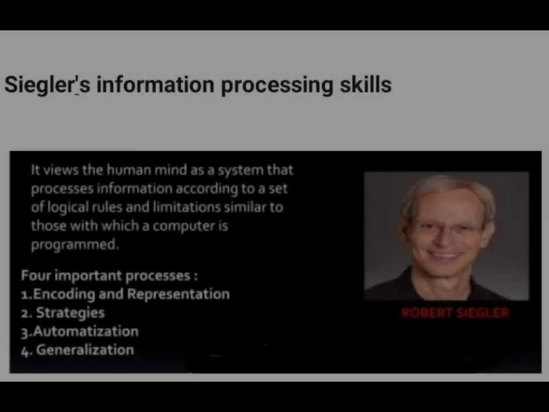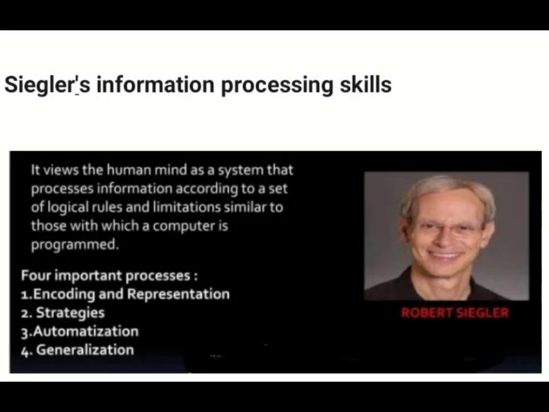And now let's proceed to Siegler's information processing skills. As an information processing theorist, Robert Siegler views the influence of the environment on thinking. It is a process of information according to a set of logical rules and limitations similar to those with which a computer is programmed. And there are 4 important processes. Number 1, encoding and representations. 2, strategies. 3, automatization, and 4, generalization.